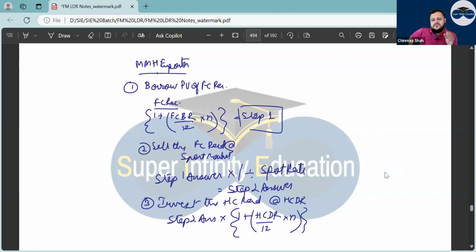What will you do with the foreign currency today in your home country? Sell the foreign currency in the spot market. You will get some home currency. Now you can keep the home currency, invest in your business, or better invest it somewhere outside, correct? Invest the home currency received at the home currency deposit rate. Step 2 answer into 1 plus HCDR by 12 into N. This will give you how much home currency you will receive from the investment after N months, right?